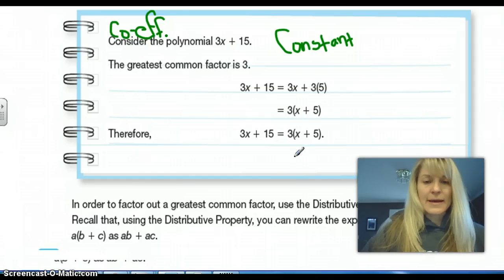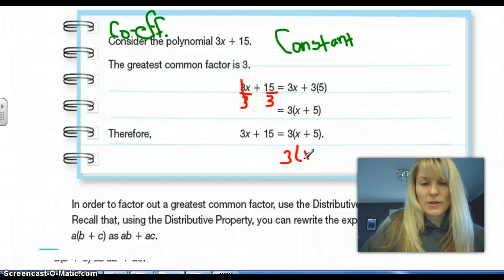How we've done it in class, which I like a little bit better, is we say, okay, the greatest common factor is 3, so I divide this term by 3 and this term by 3. So we pull the GCF out front. And we know 3 divided by 3 is 1, or just x, so that goes in the parenthesis. Here's the plus, so I bring it here. And then 15 divided by 3 is 5.